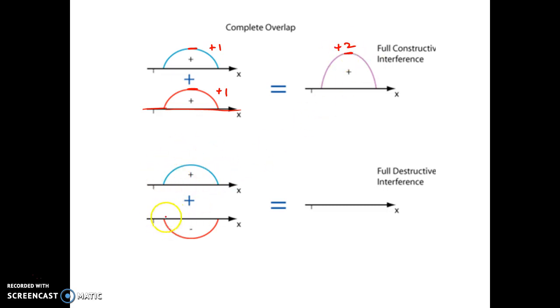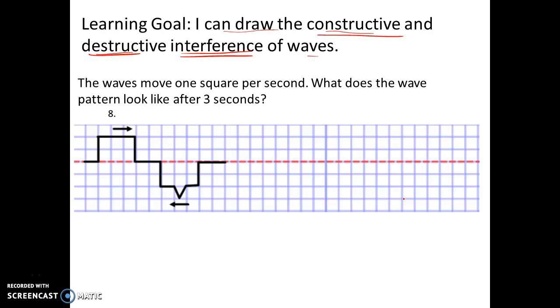Whereas if they're on opposite sides of the equilibrium position, I can think of it as +1, -1, and that would give me 0. So this is called destructive interference. So back here, we have to move these waves over. It says 1 square per second, and what does it look like after 3 seconds? So these squares are going to move by 3 spots.